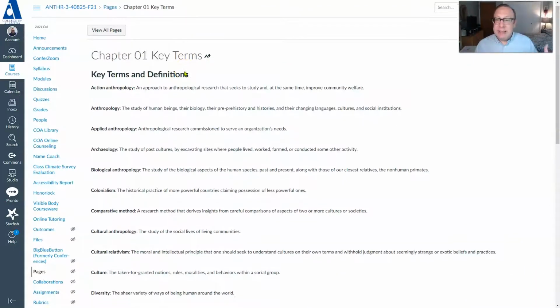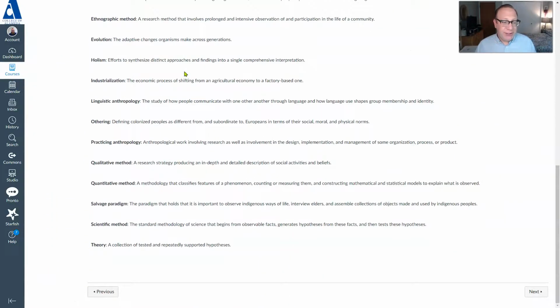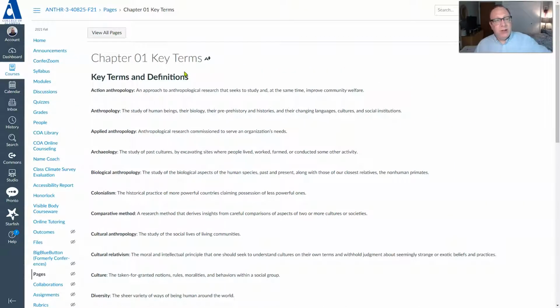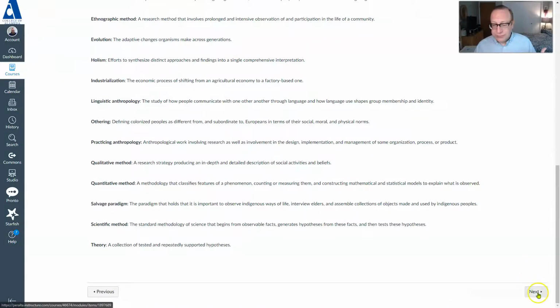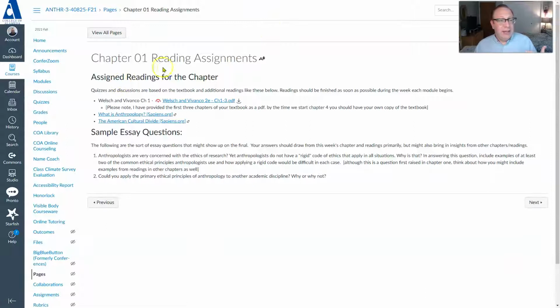The next is a list of key definitions, key terms. So, these are good to memorize for the tests. Then you have your reading assignments. The reading assignments are usually going to be a chapter in the Welsh and Vivanco textbook, along with 2 or 3 shorter articles that are PDFs that I provide you.